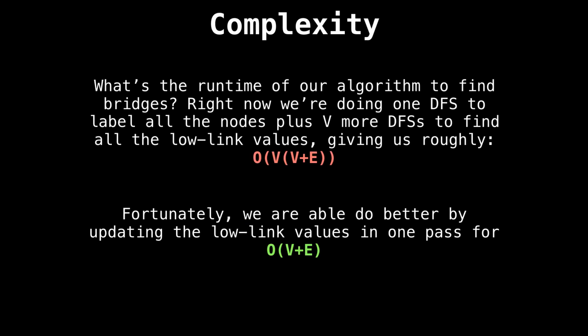Let's take an aside and think of the time complexity of the algorithm I just presented. Right now we're doing a depth first search to label all the nodes, plus V more depth first searches to find all the low link values, for roughly V times V plus E in the worst case, if you're really pessimistic and careless about your programming. Luckily, however, we can do much better than this and instead update all the low link values in one pass for a linear time complexity.